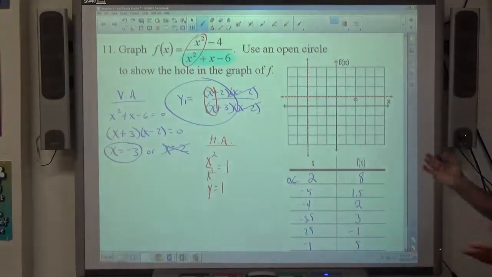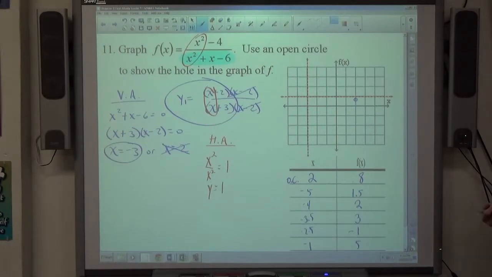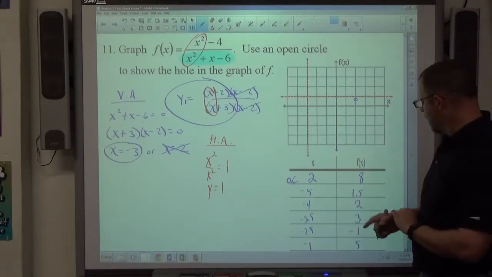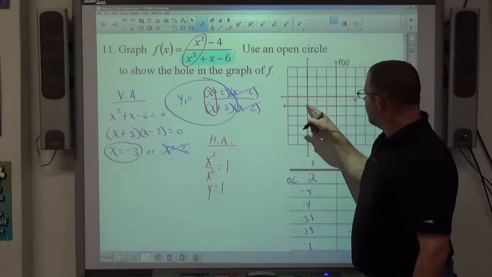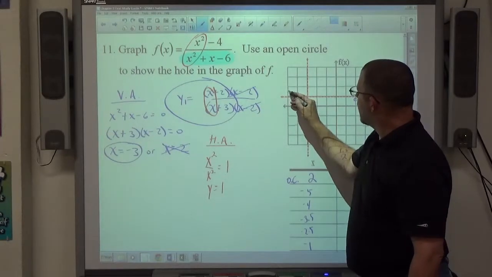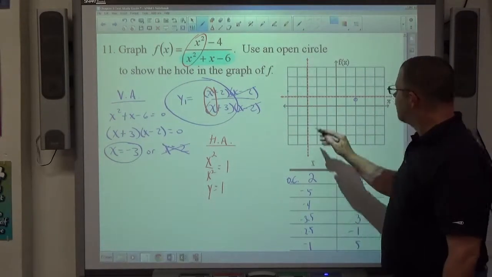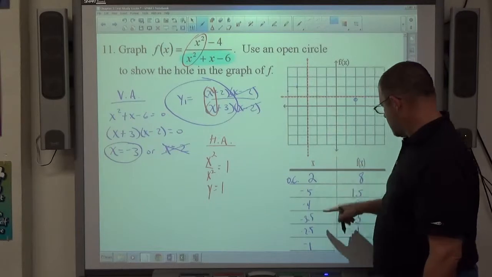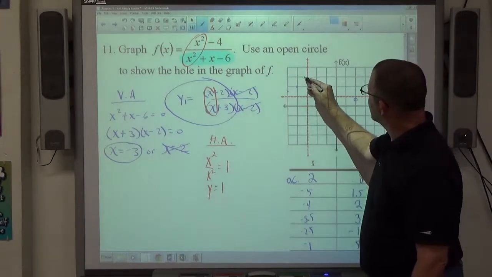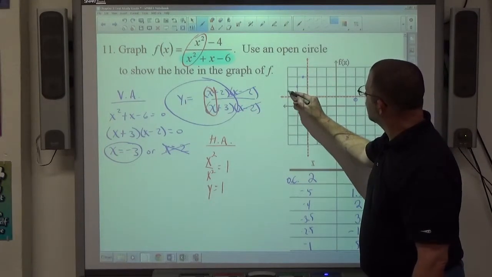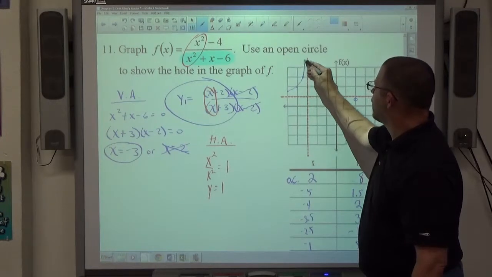Just make sure it's drawn big enough that I can see it, that I can tell you meant to make it an open circle. (-5, 1.5) would be right here. (-4, 2). (-3.5, 3). As it approaches the vertical asymptote, it should go straight up or straight down.